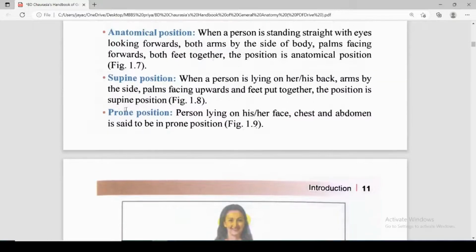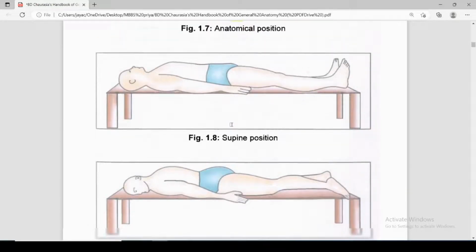And next is the prone position. Prone position is when a person is lying on his face, chest and the abdomen, it is said to be prone position.